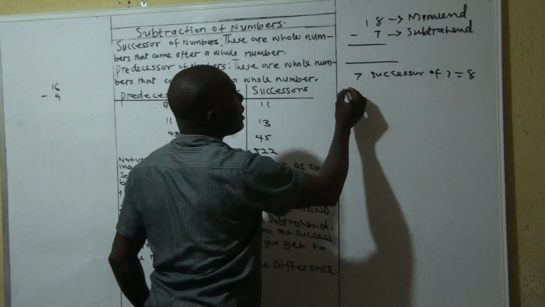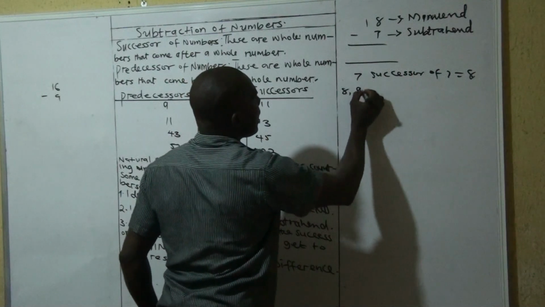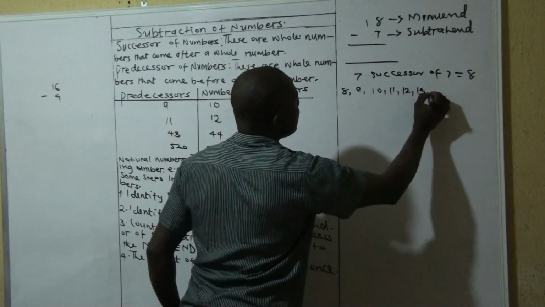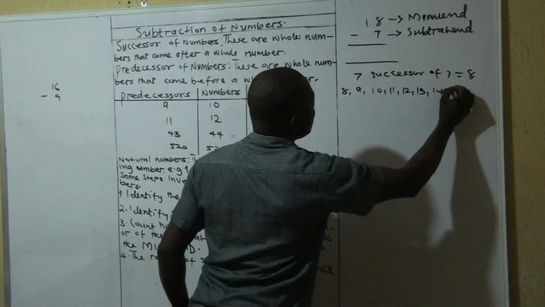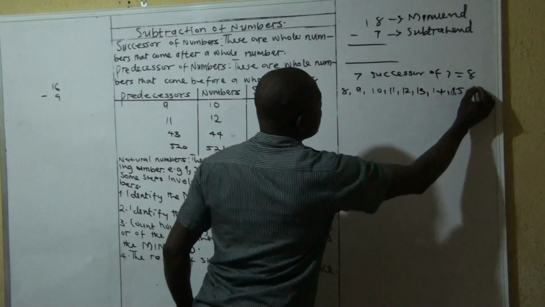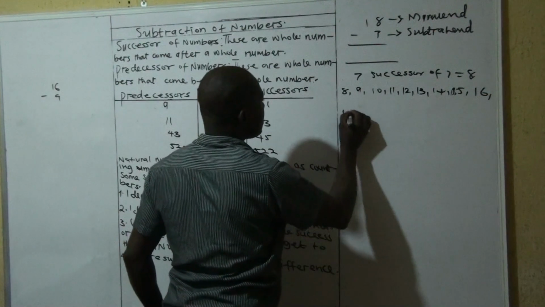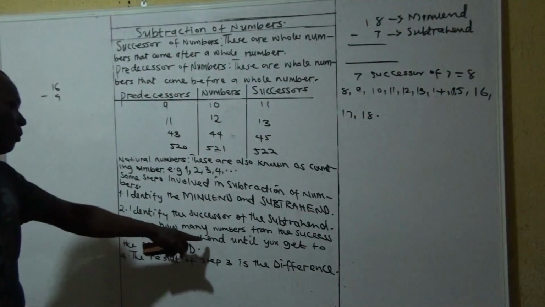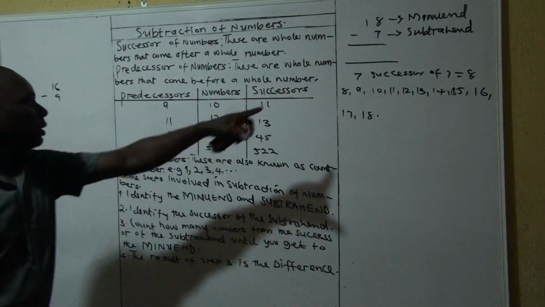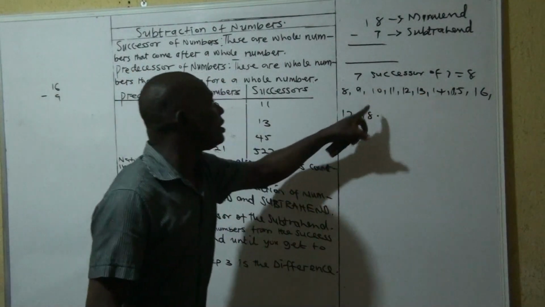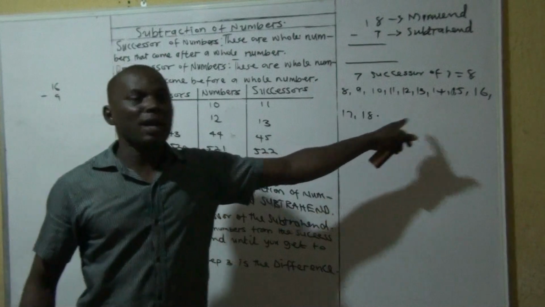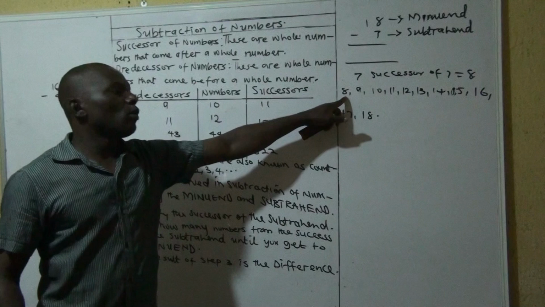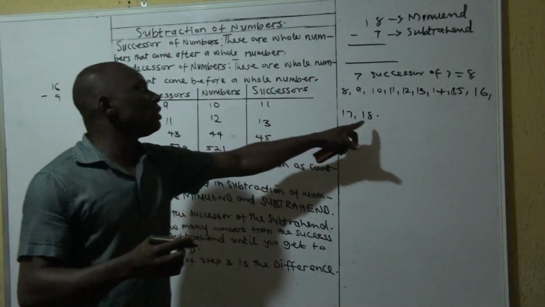How many numbers are we going to get here? So after 8, we have 8, 9, 10, 11, 12, 13, 14, 15, 16, 17, and 18. So when we get to that, you count from the successor of the subtractand till you get to the minus. So we have counted from the successor of 7, which is 8, till we get to 18.